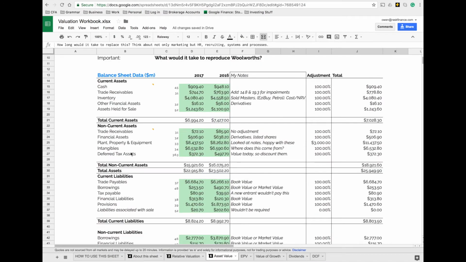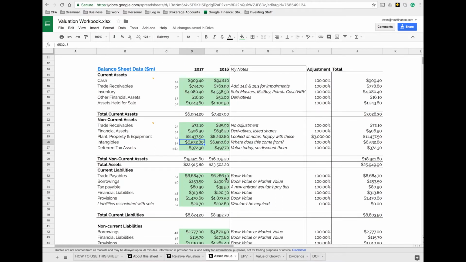Okay, now let's move on to the next one, intangibles. Where does this come from? That's the important question here. Remember, intangibles includes things like brand name. It includes things like goodwill for prior acquisitions that Woolworths has undertaken. So, for example, much of this goodwill for Woolworths comes from its acquisitions that it made in New Zealand. So let's go to note 3.4.